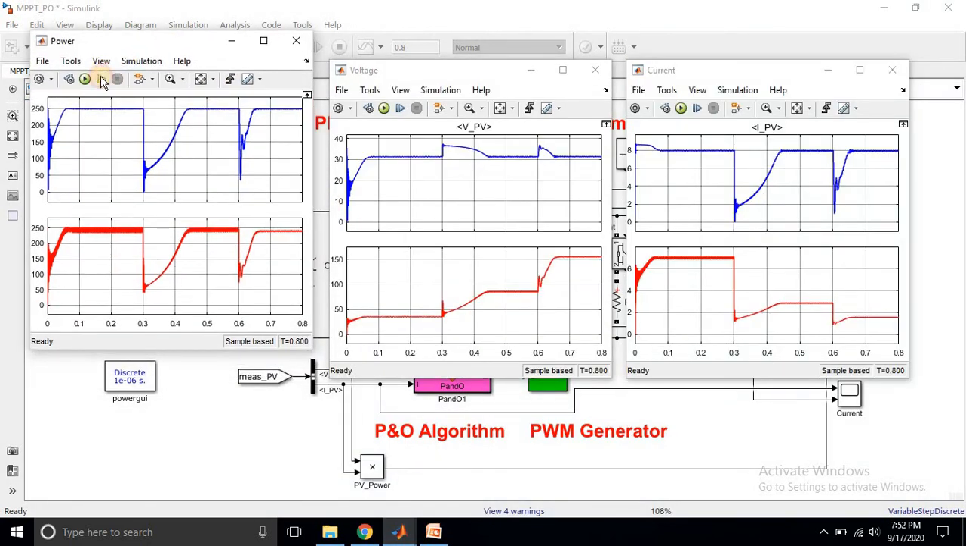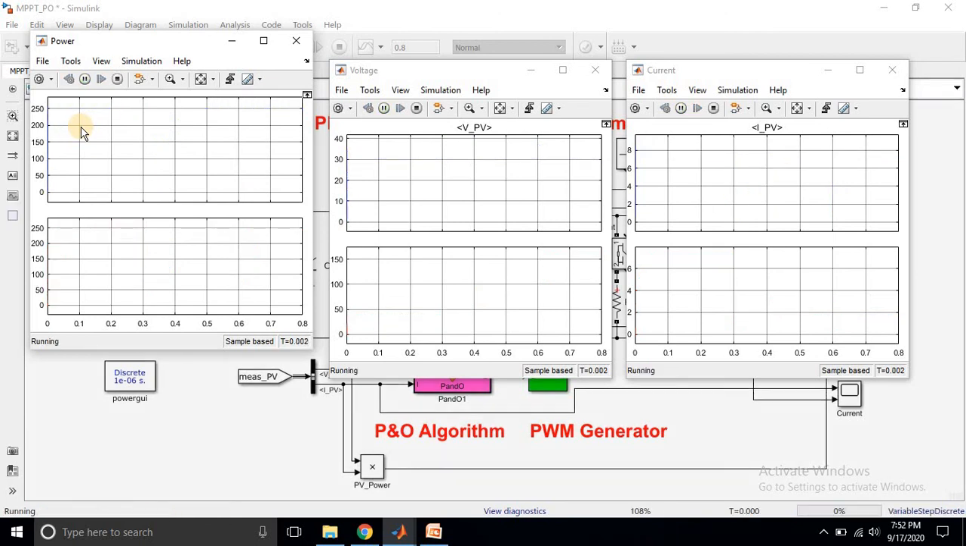So I am going to simulate this Simulink model for this condition. Here the load is kept constant, and the input parameter, that means irradiation, is variable. Every 0.2 seconds the irradiation is varied. Initially from 0 to 0.2 seconds the irradiation level is 1000 watts per meter square. For that condition the maximum power is around 250, and it can be extracted from the PV panel because of the P&O algorithm.